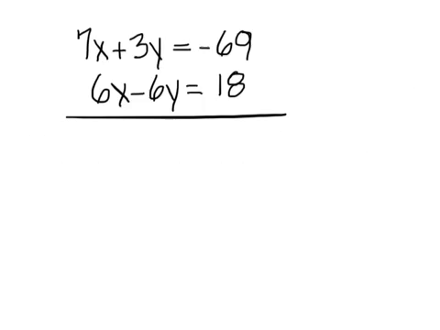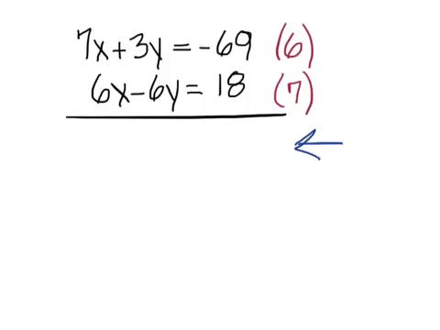Here's a quick example. Your system of equations that you're going to have to solve here is 7x plus 3y equals -69, and 6x minus 6y equals 18. What number goes there? +6 should go there. What number goes there? Yeah. +7. That is right. So you're multiplying by 6 and 7.